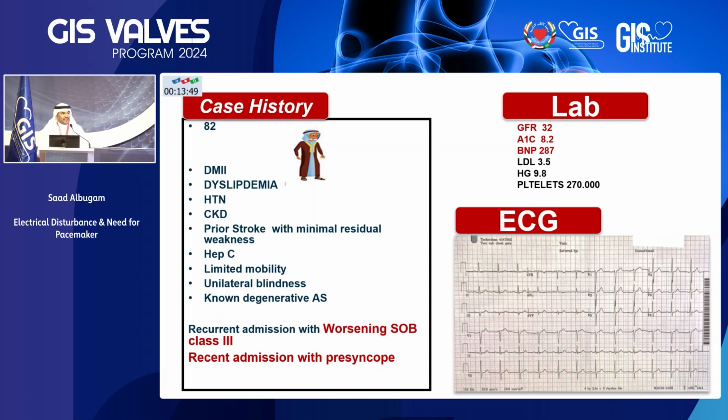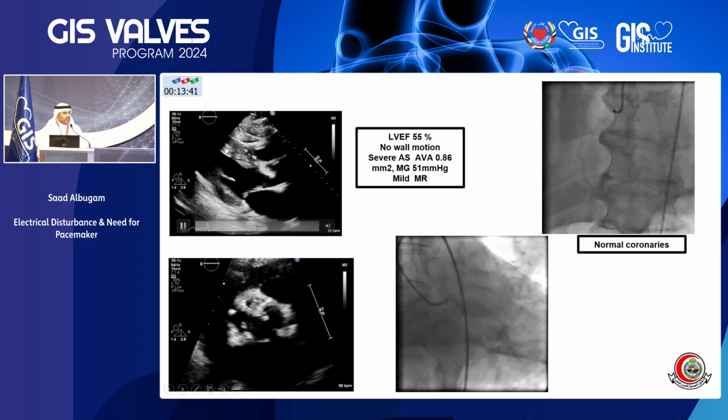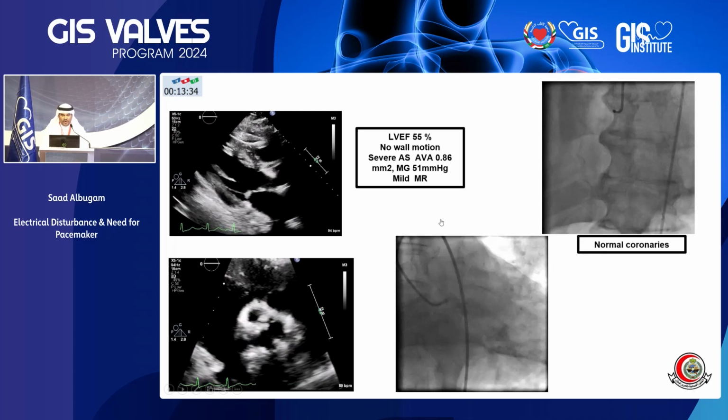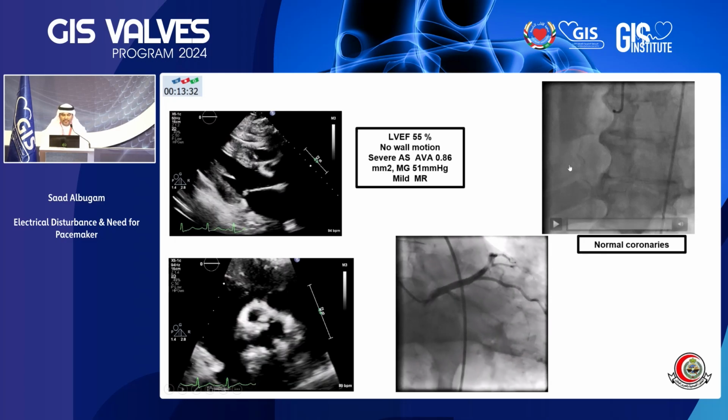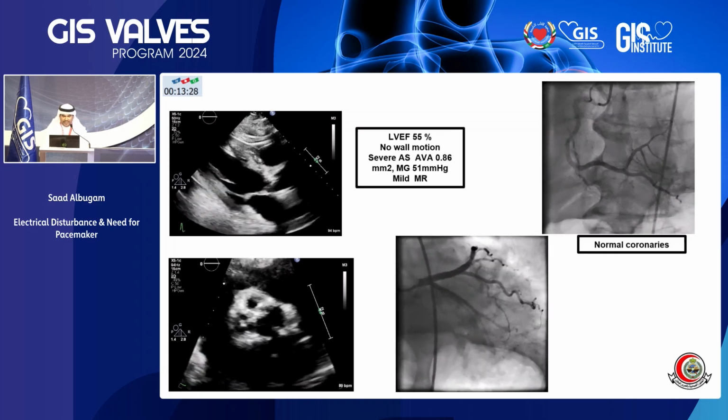His ECG might become relevant for this presentation. It can be easily passed as a normal ECG with normal intervals. His echo showed severe calcific aortic valve stenosis with normal ejection fraction. No other valves involved. Coronary angiography shows normal coronary arteries with no disease, which is really very surprising in this patient.